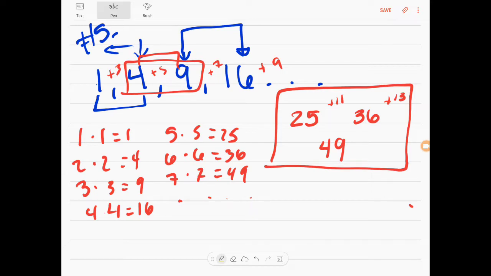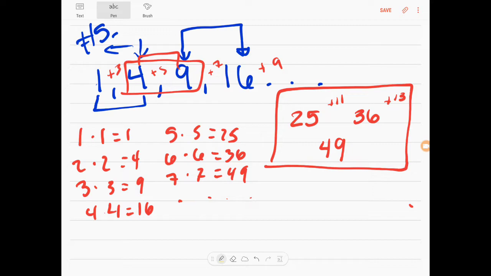So then I start noticing, hey, you know what? It's adding by odd numbers. Plus 3, plus 5, plus 7, plus 9. And then plus 11, 16 plus 9 is 25. 25 plus 11 is 36, and 13 plus 36 is 49.